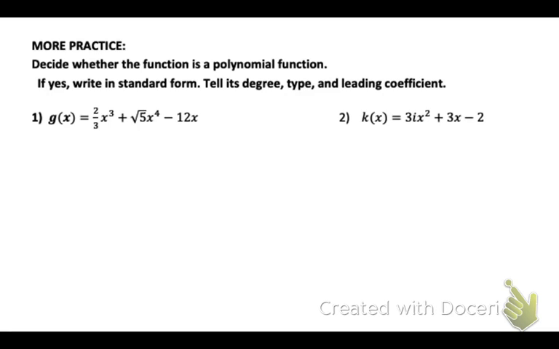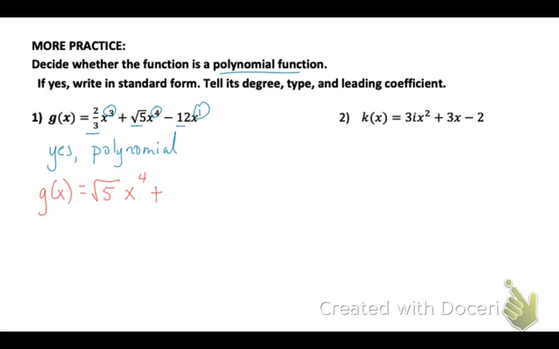So let's go back to the criteria and look at the exponents. 3, 4, and 1, all whole numbers, and we have all real number coefficients. So yes, this is a polynomial. It's not in standard form though, so let's rewrite it and put our biggest exponent term first. And then just work our way down. So 2/3 x cubed, and then minus 12x. So its degree is that biggest exponent, so 4, and that's a quartic. And then our leading coefficient is the number in front of our x to the 4th, so square root of 5.